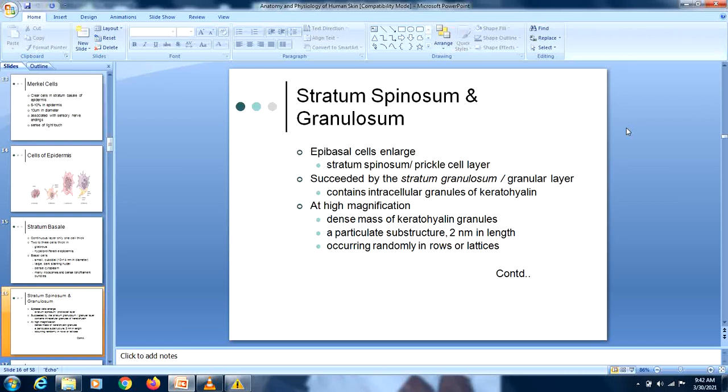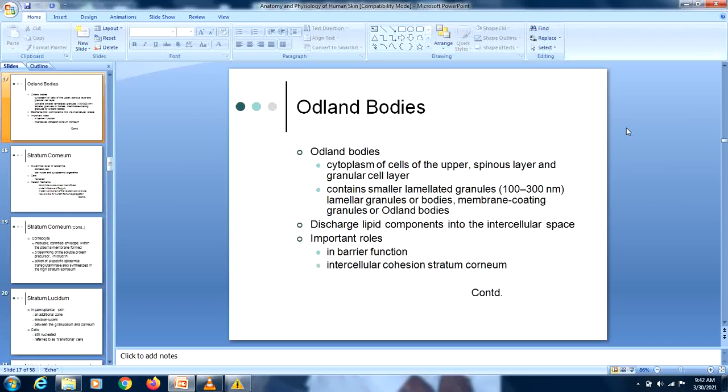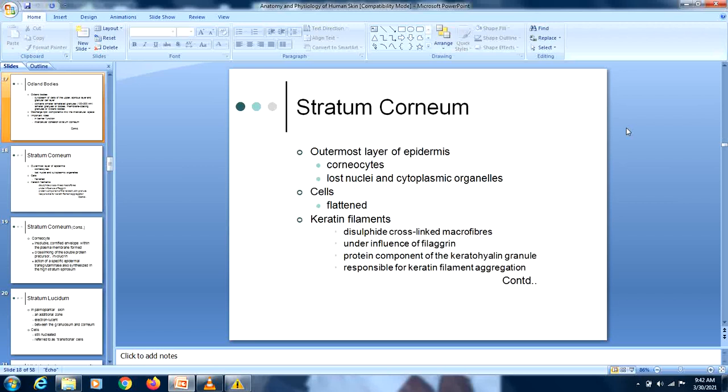At high magnification, a dense mass of keratohyalin granules is seen, with a particular substructure 2 nanometer in length. Odland bodies are an important component. In the cytoplasm of cells of the upper spinous layer and granular cell layer, they contain smaller lamellated granules, 100 to 300 nanometer, called membrane coating granules or Odland bodies. They discharge lipid components into the intercellular space, so they have an important role in barrier function as well as in intercellular cohesion of the stratum corneum.